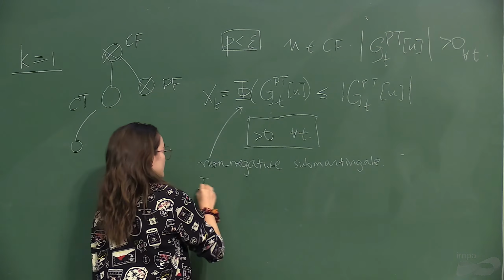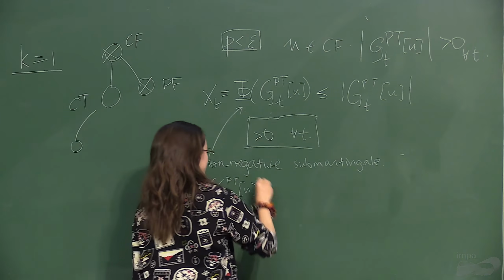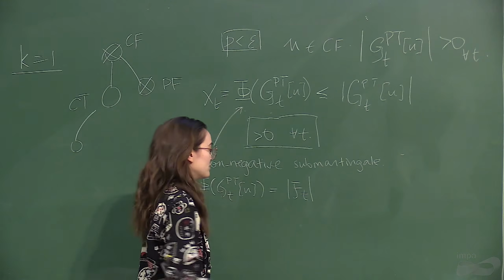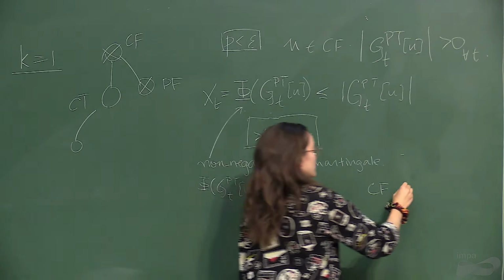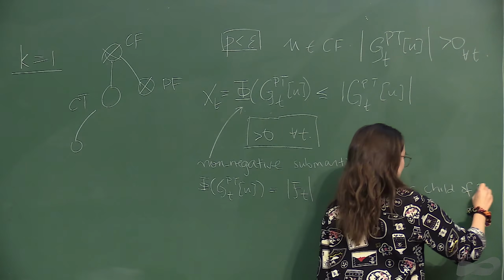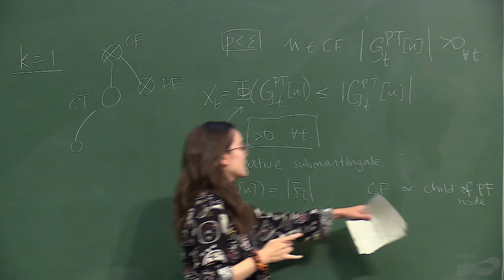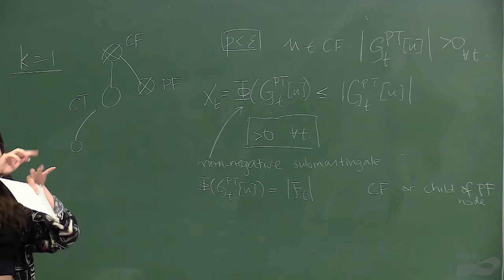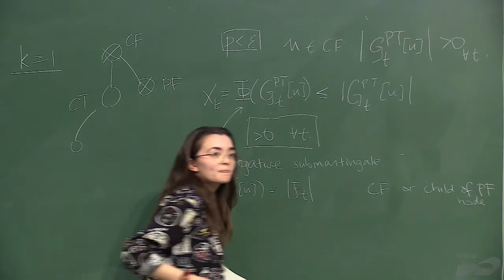Okay. And so our choice that we'll use to prove the p less than epsilon bound is essentially just pick phi of G_t, u to be the number of minimal false nodes. And by minimal false node, I mean either a CF node or a child of a PF node, sorry. In the sense that these are minimally false in that they're false and they're closest to a false node that can be detected.